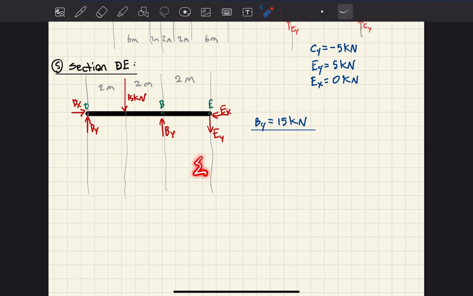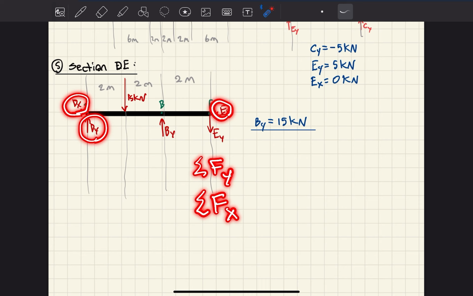Okay, you take the sum of forces in the y direction, you take the sum of forces in the x direction. You know EX is 0. If you take the sum of forces in the x direction, you're also going to get dx is 0. If you take the sum of forces in the y direction, you're going to get that dy is equal to 5 kilonewtons.